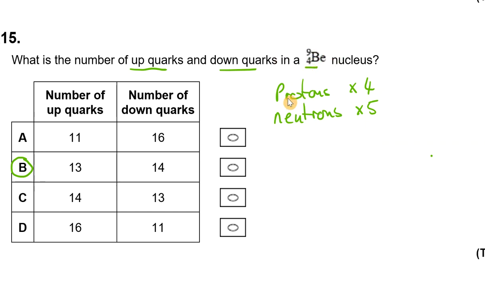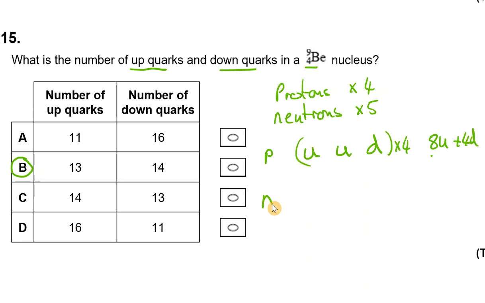So what's the quark structure of a proton? The quark structure of a proton is 2 ups and a down, and if there's 4 protons then I've got a total of 8 ups and 4 downs from the protons.